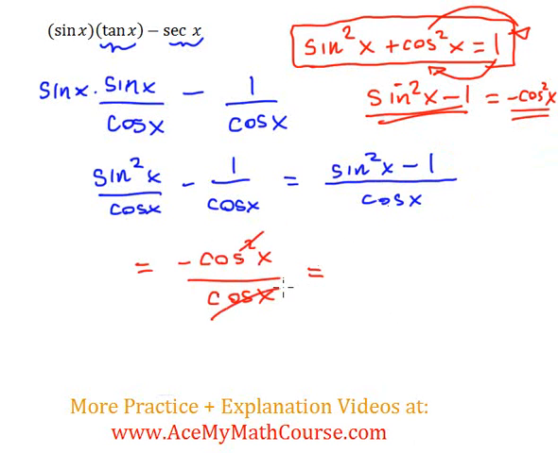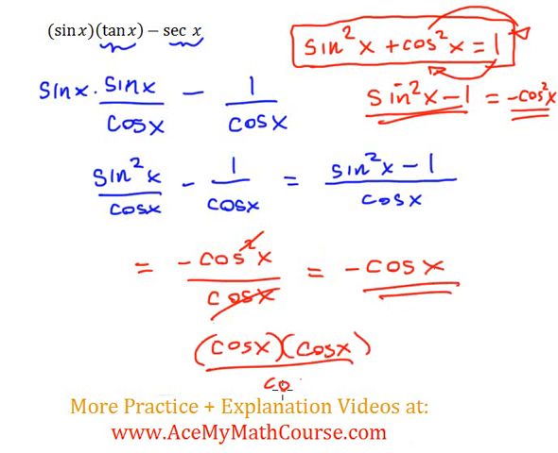We can just cancel out the square here with a cos, and we end up with negative cos x. And why is that? Well, because cos squared x is just cos x times cos x, right? So that's what we really had. So they can cancel out, and we end up with just negative cos of x. That's it.